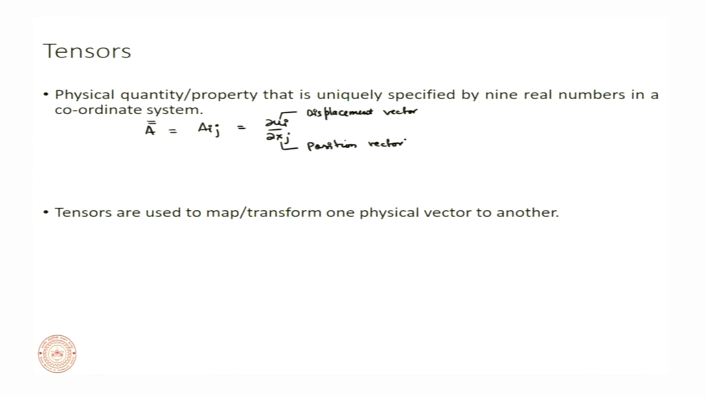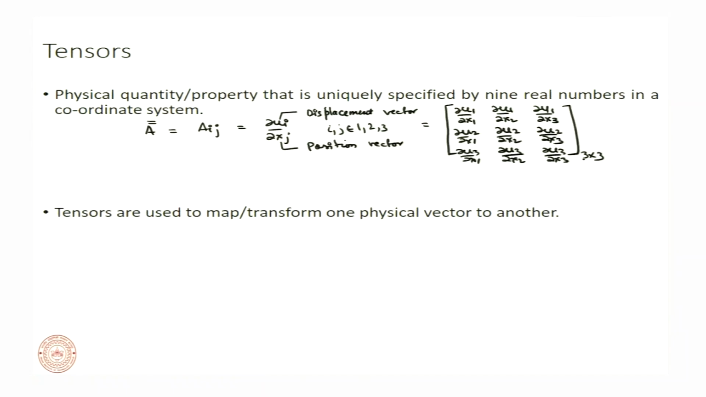Then del ui by del xj is a tensor. It has 9 components where i and j can go from 1, 2 and 3. So we can write this as a 3 cross 3 matrix that will be del u1 by del x1, del u1 by del x2, del u1 by del x3, then del u2 by del x1, del u2 by del x2, del u2 by del x3, del u3 by del x1, del u3 by del x2, del u3 by del x3. Okay. So this is a 3 cross 3 matrix, so it has 9 components, and this defines a tensor.